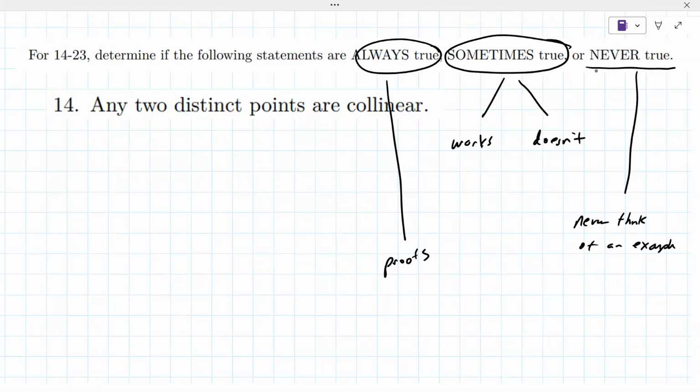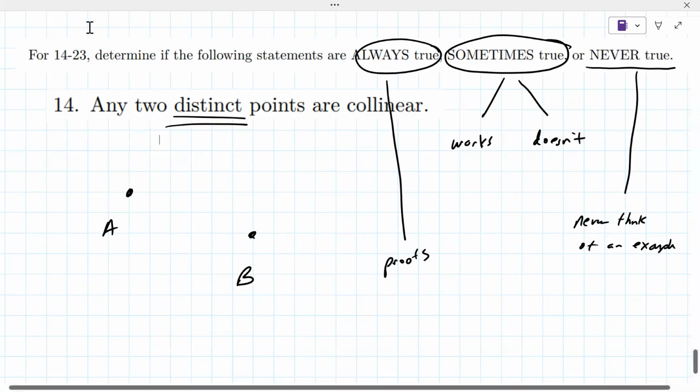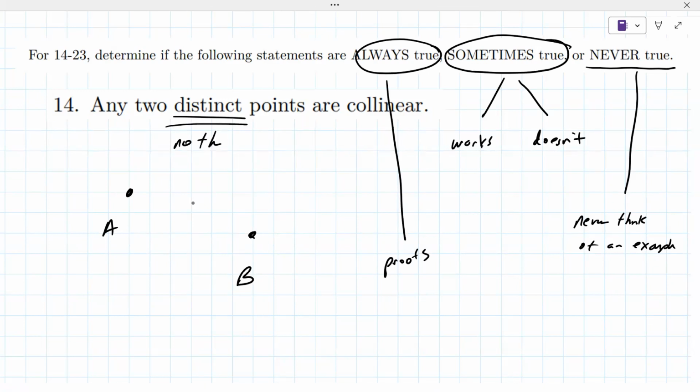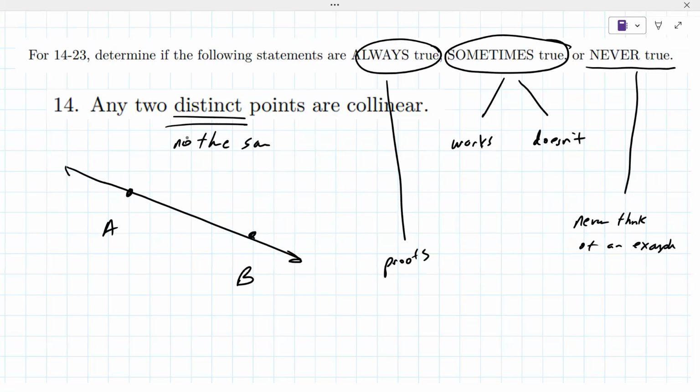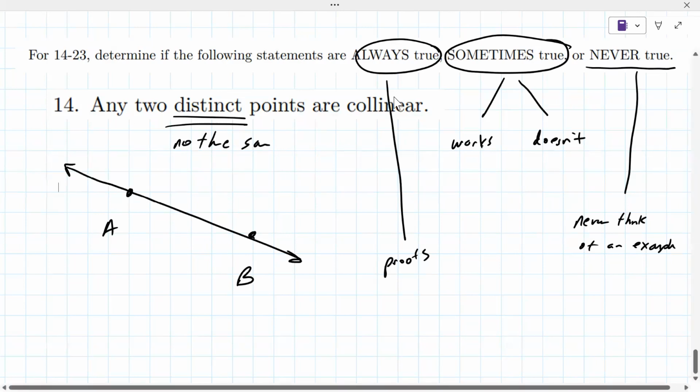It says, are any two distinct points collinear? So point A, point B. Now, what makes them distinct? What do you think, Mateo? What about the way I've drawn this indicates that they're distinct? They're two different things, they're not the same. Okay? So don't draw them on top of each other. They have to be distinct. If you omit that word, it just says any two points are collinear. Well, if they're sitting right on top of each other, that's not distinct. Are these collinear? Are they on the same line? Yeah, they're not right on top of each other, but they appear to be collinear.